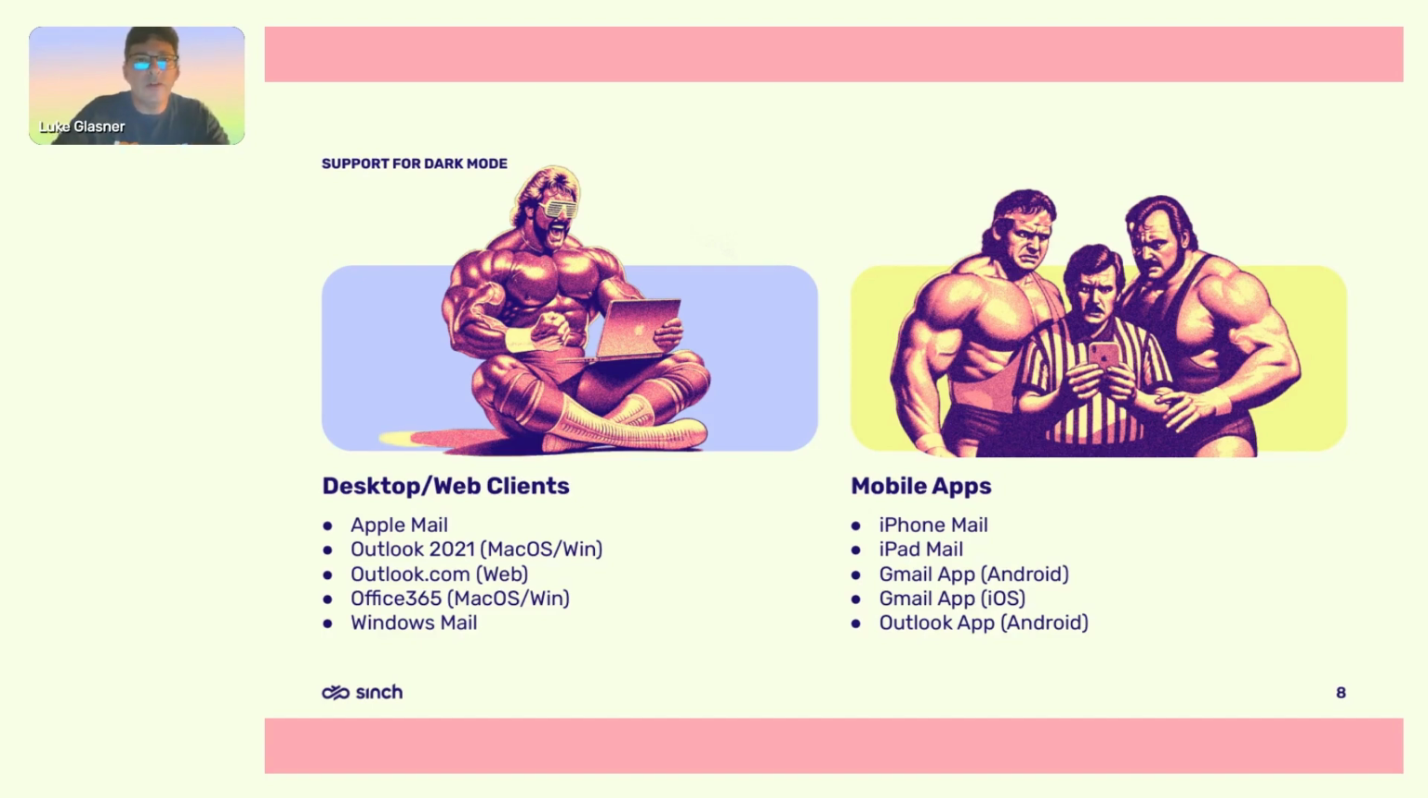So what supports it? Well, we got a bunch of desktop and webmail clients on one side, and then we got the opposing team of mobile apps. So iPhone and iPad mail, the Gmail app on Android and iOS, and Outlook to a degree all support dark mode for mobile. And then on the other side of the ring, we got Apple Mail, Outlook 2021 regardless of OS, Outlook.com, the web version, the Office 365 version, and in theory, Windows Mail.